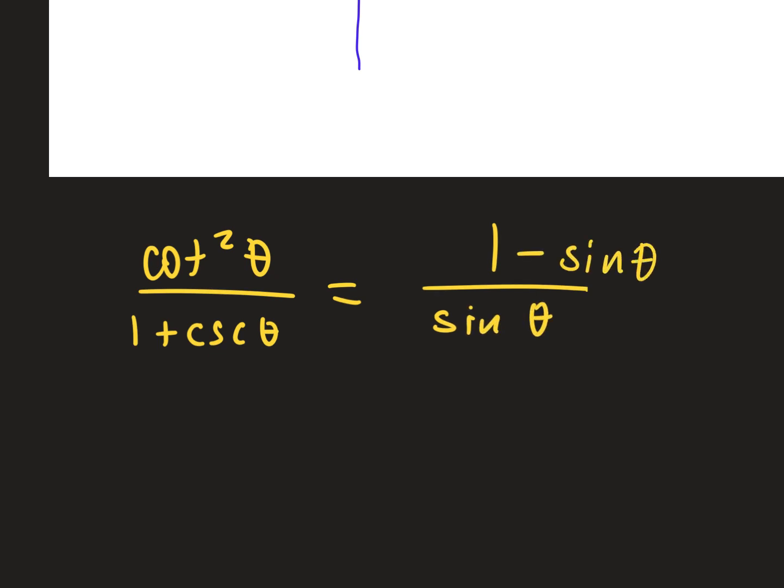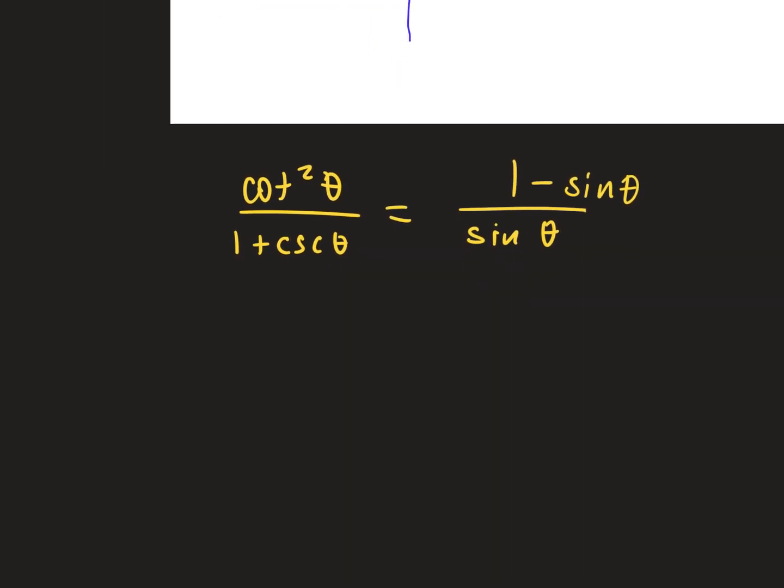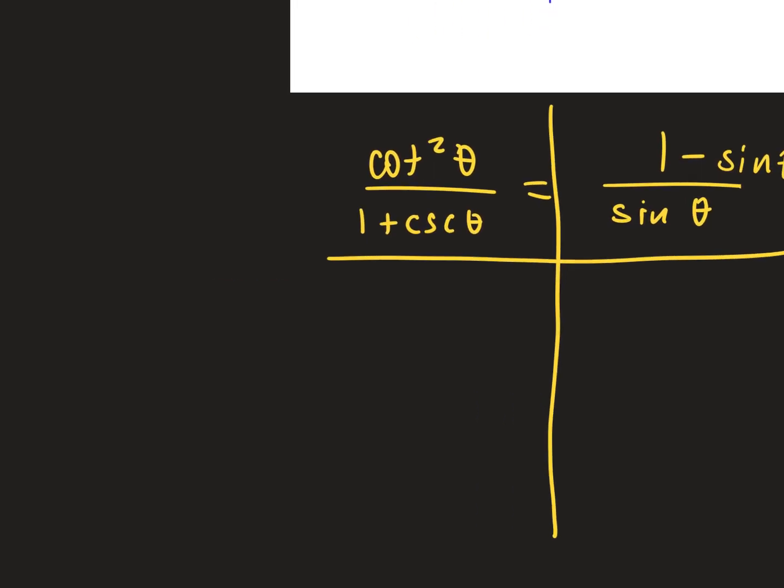All right, so good question. How would you do it if it was another way? Well, let's try the way that we just did the last one. Remember, if we had a denominator, we multiplied by the conjugate. You guys agree? So what would the conjugate be of 1 plus cosecant theta?